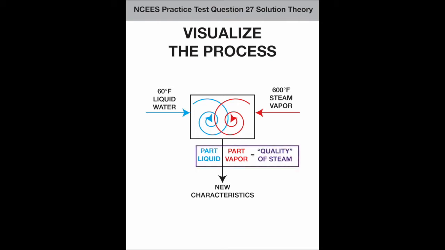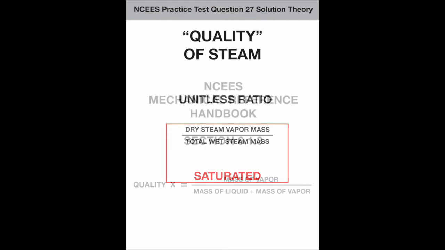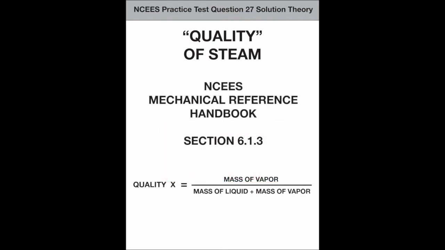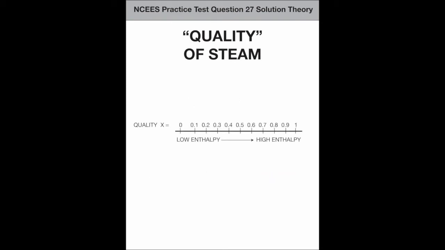This is what the quality of steam means. It is the unitless ratio of the mass of dry steam vapor to the total combined mass of wet steam in a saturated sample. Found in NCEES Mechanical Reference Handbook, Section 6.1.3, it is mathematically defined as this. So, the quality of steam ranges from 0, which is 100% saturated liquid, to 1, which is 100% saturated vapor. This quality value increases as the enthalpy increases.